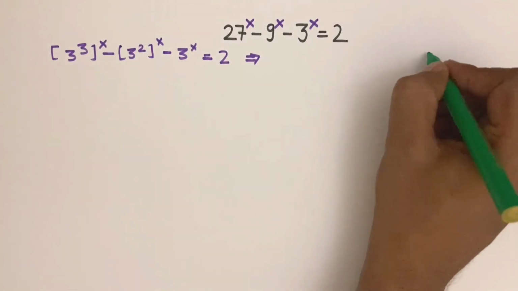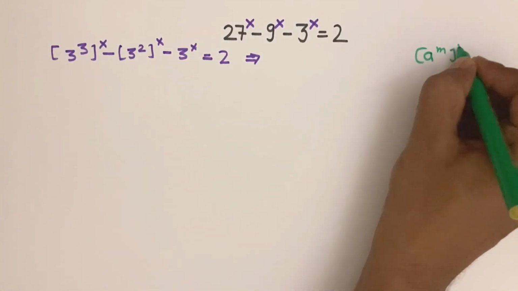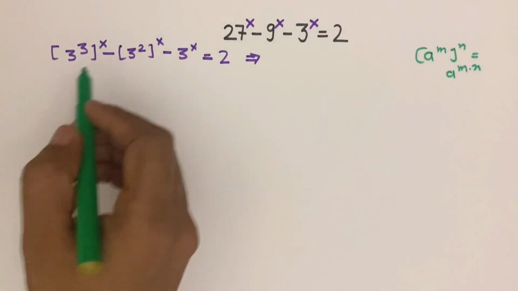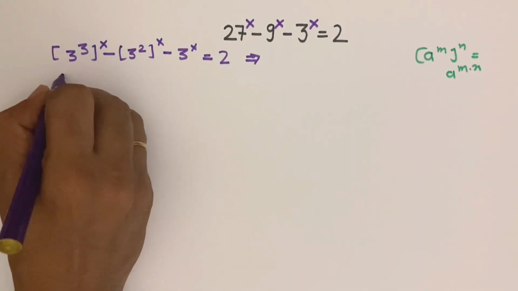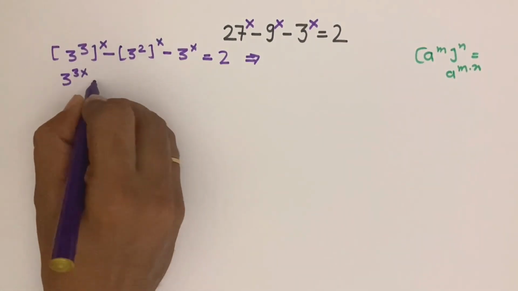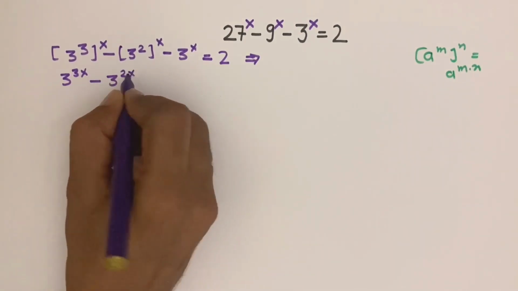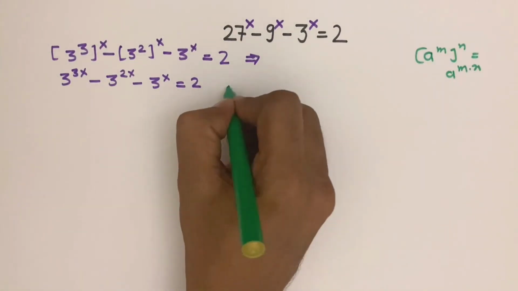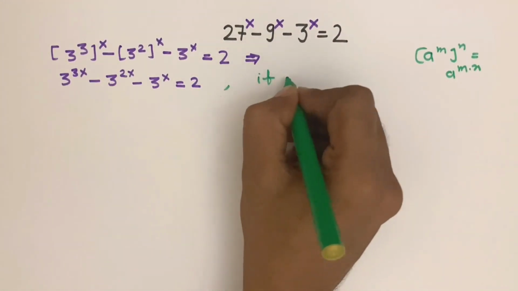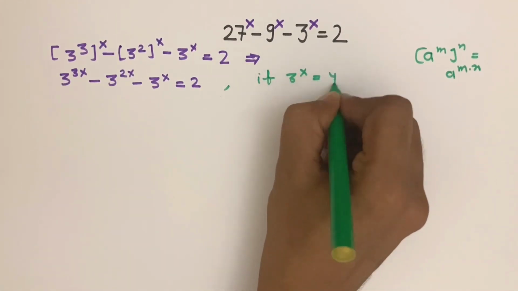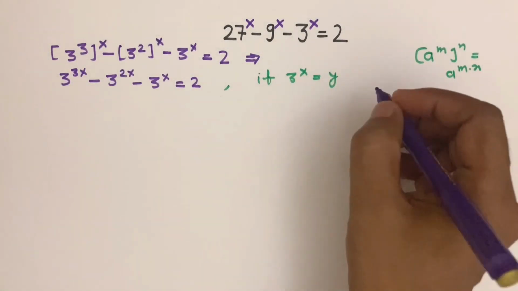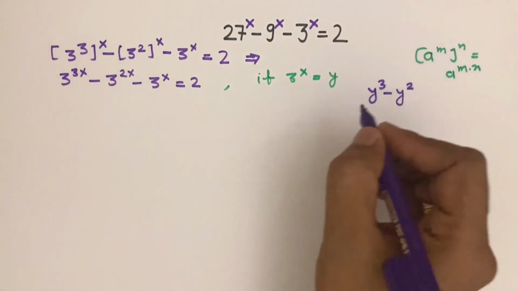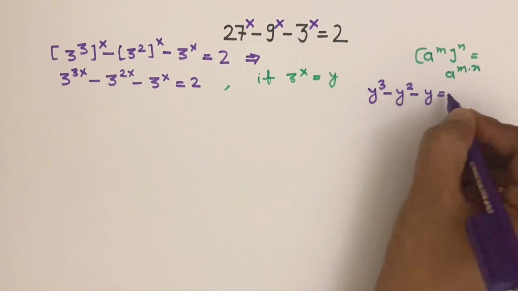So as we know that a to power m, bracket power n, is equal to a to power m multiplied by n. So this is going to simplify as 3 to power 3x minus 3 to power 2x minus 3 to power x is equal to 2. Now let's assume 3 to power x is equal to y, so this equation simplifies as y to power 3 minus y to power 2 minus y equals 2.